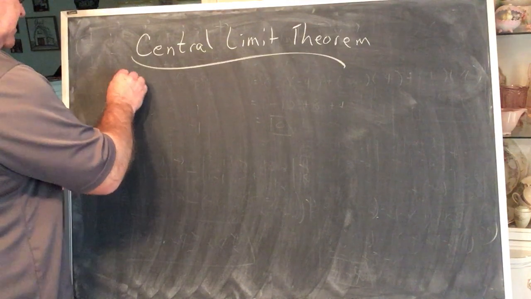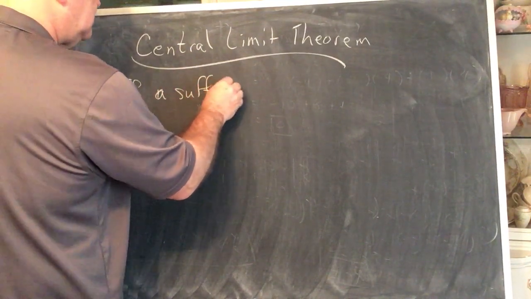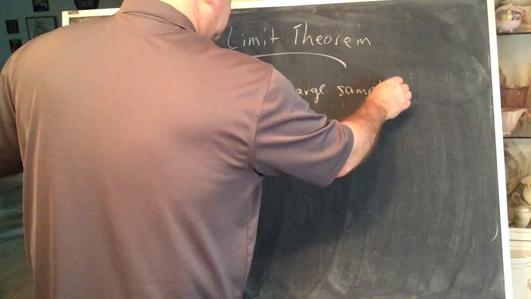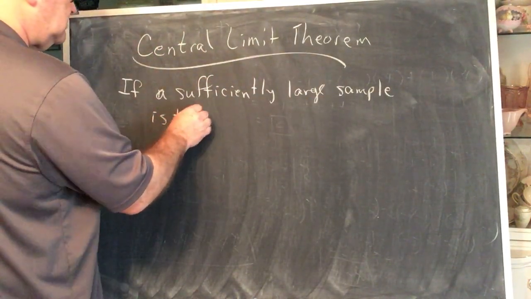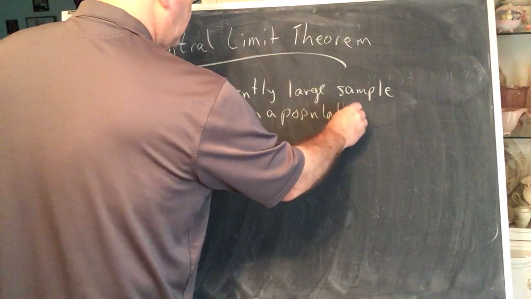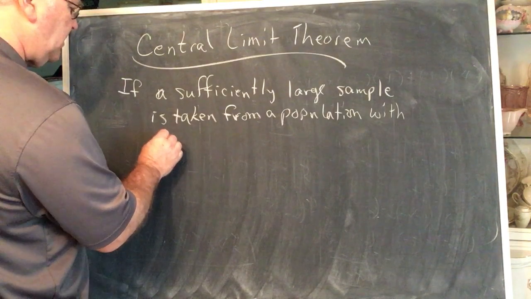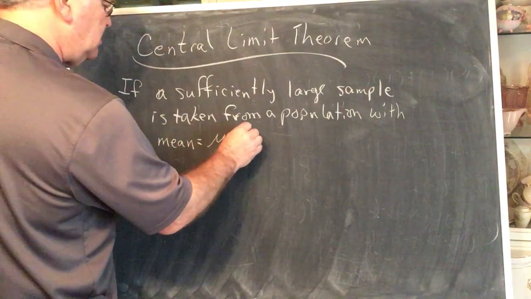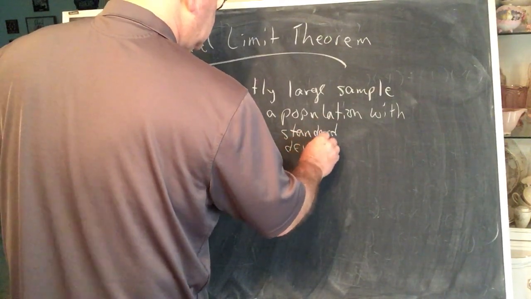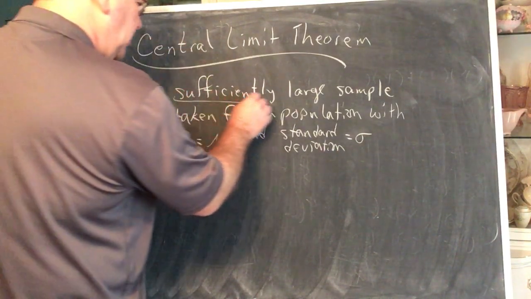So the central limit theorem says this. It says if a sufficiently large sample is taken from a population with mean equal to mu and standard deviation equal to sigma.